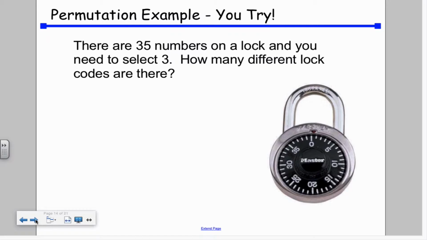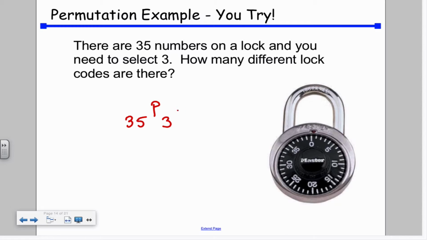What about this one? We have 35 numbers on a lock, and we need to select 3. How many different lock codes are there? Well, does the order of the numbers matter? Yes, it does. This is actually an interesting English question because most people say locker combination, but it's wrong. It should be locker permutation because the order of the numbers matters. So we're going to do 35P3.